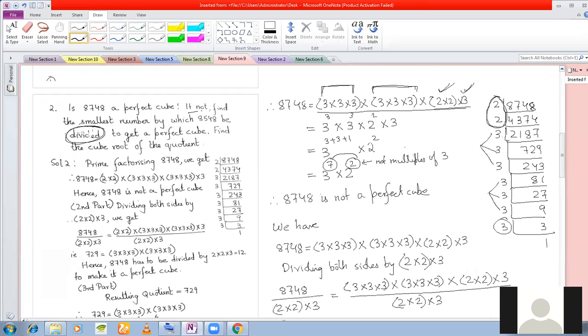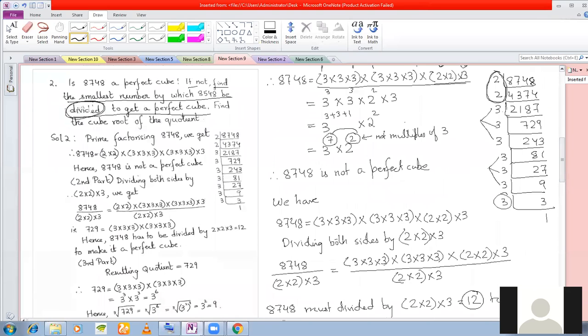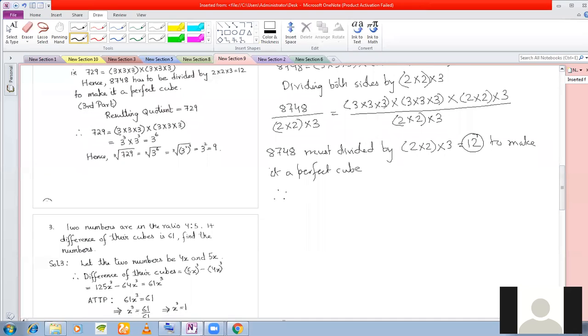If not, find the smallest number by which 8748 must be divided to get a perfect cube. And what is the smallest number? My smallest number here is 12. Okay. Now the third part of the question. Find the cube root of the quotient. What is the quotient here? Therefore, quotient, just as we are having a product in the last question, what is the quotient here?